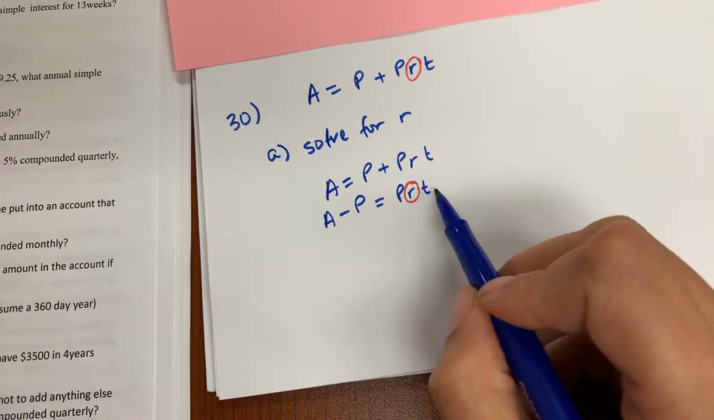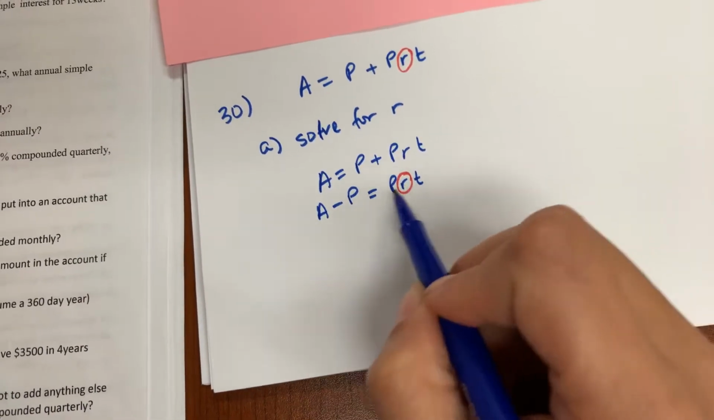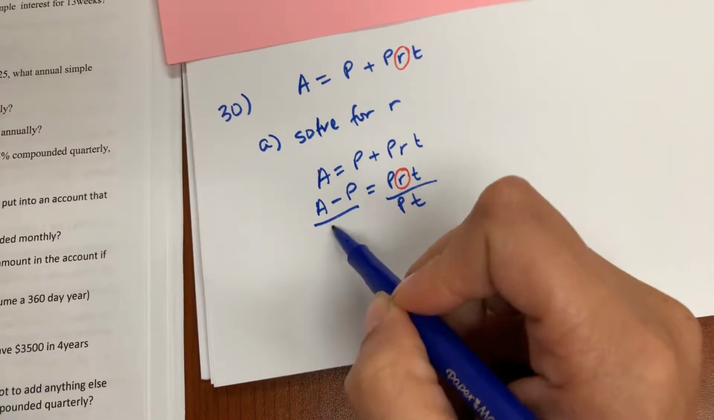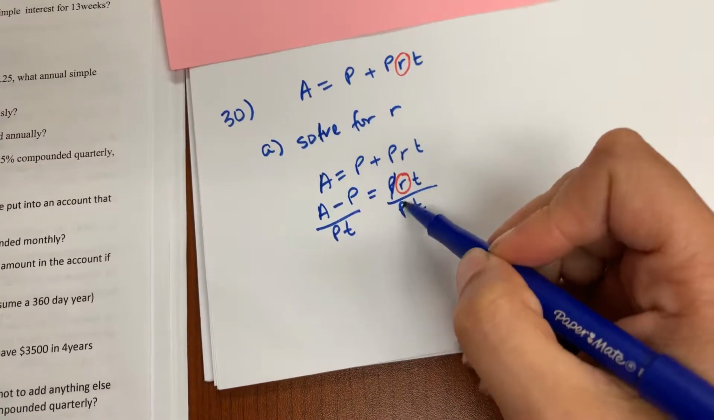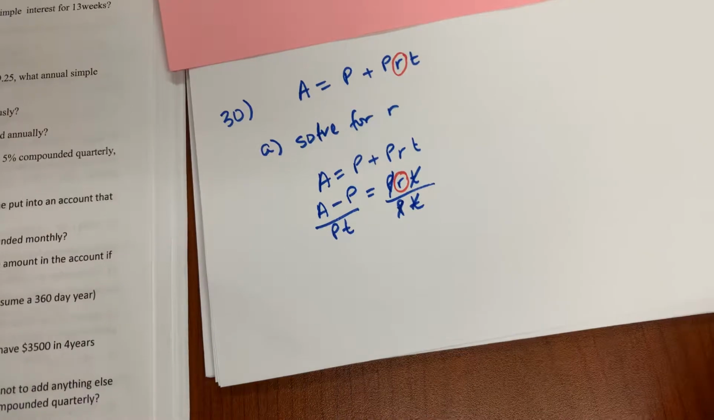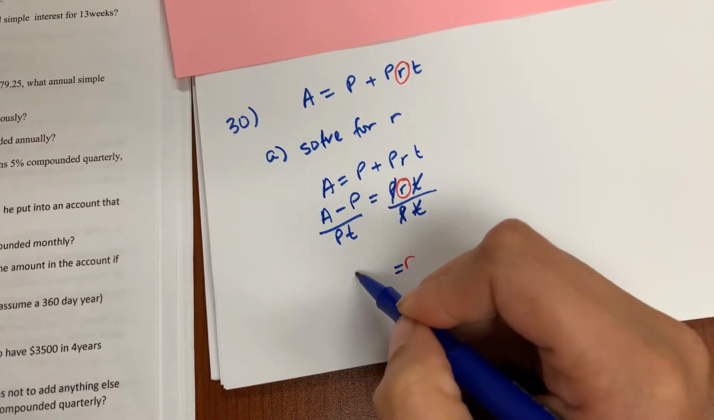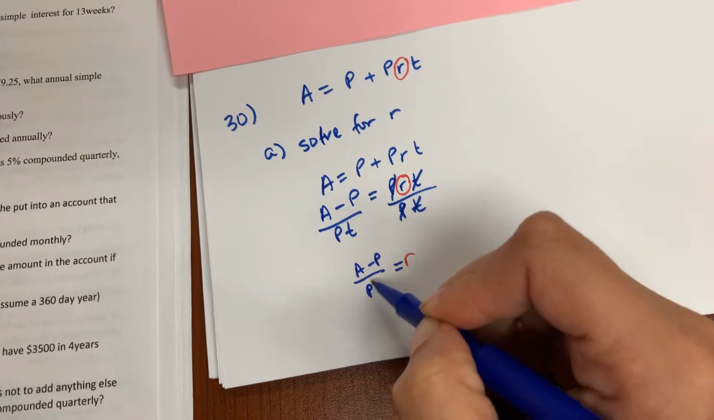I notice that they're all being joined together with multiplication. So what's the opposite of multiplication? It would be division. So if I just divide both sides by PT, that would cancel the P and the T, and that leaves me with R is equal to A minus P over P times T.